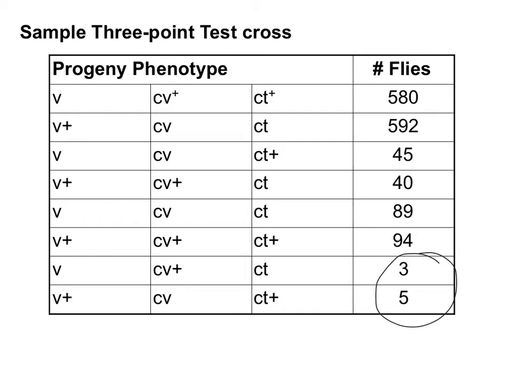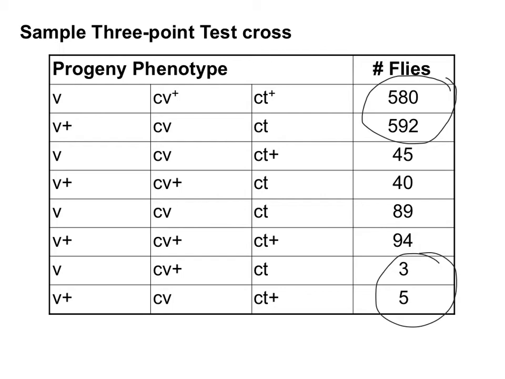Okay, this next part's tough, so try to follow along. I'm hoping that you can see that the most common phenotypes are the direct result of an individual inheriting a parental combination of alleles, V, CV plus, CT plus, or V plus, CV, CT.